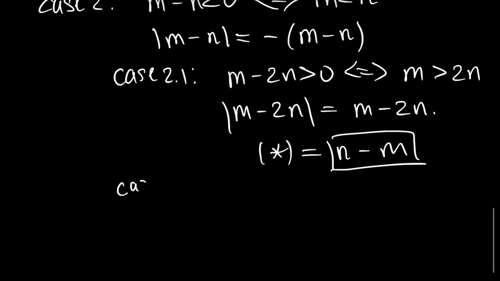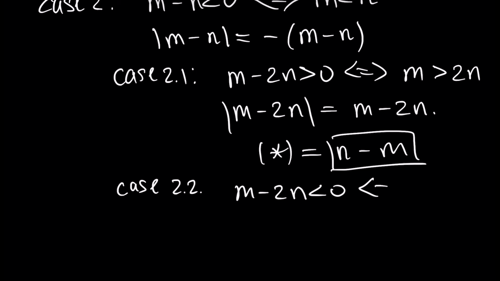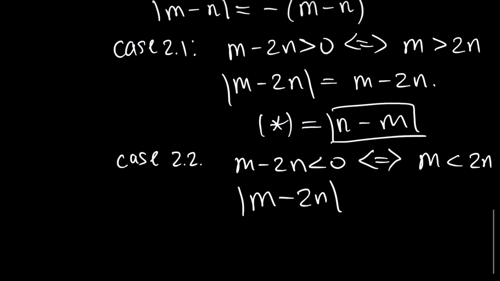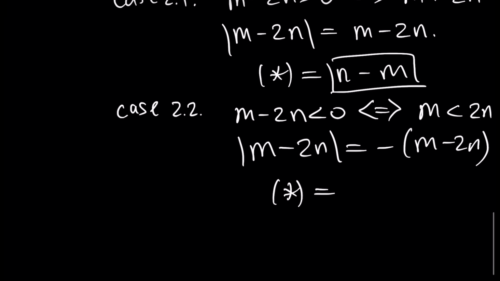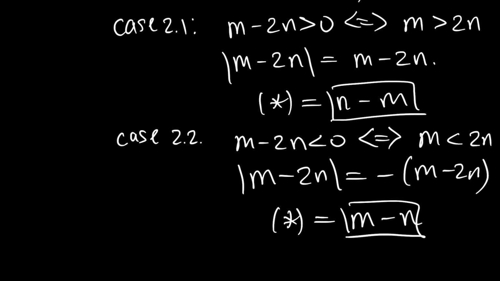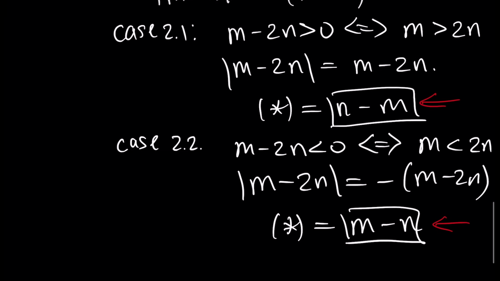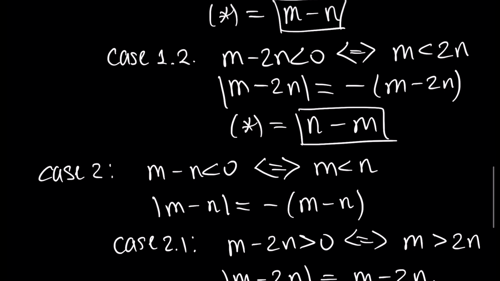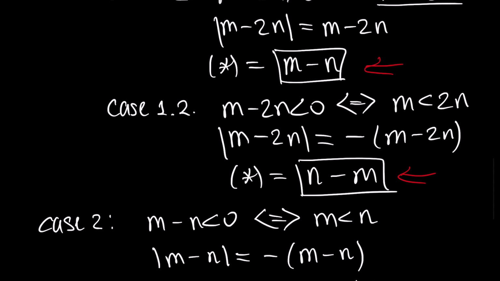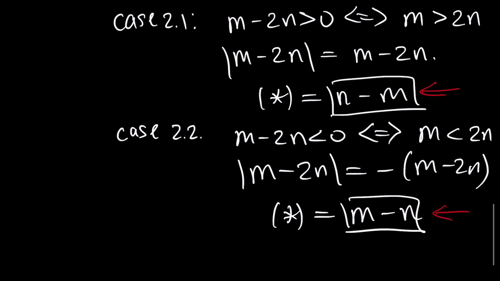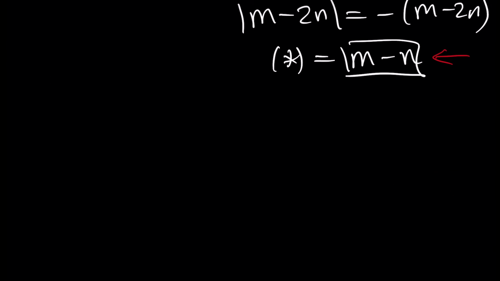And the last case, case 2.2, in this case, m minus 2n is negative, or equivalently, m is less than 2n. In this case, the absolute value of m minus 2n is equal to minus (m minus 2n), and the final answer of our problem is equal to m minus n. So depending on different cases of the parameter, the answer of our problem will be m minus n or n minus m. And these four cases can be written in a more simple form. Let's write the final answer of our problem.